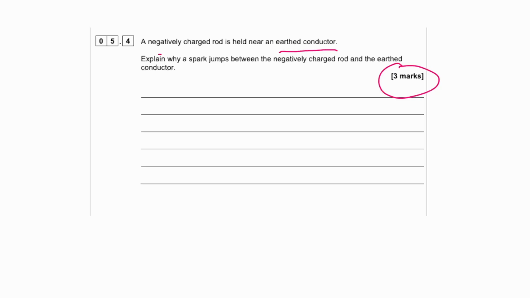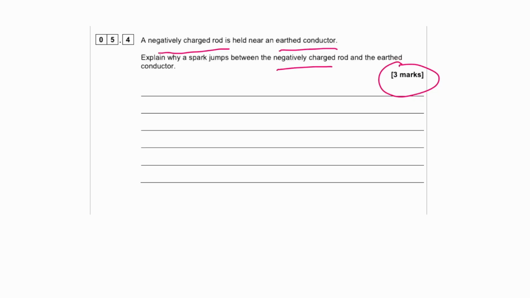Okay, so I'll underline the key points. Explain why a spark jumps between the negatively charged rod and the earthed conductor. Okay, so it's asking about the spark here. And so what key points would you mention to get all 3 marks here?